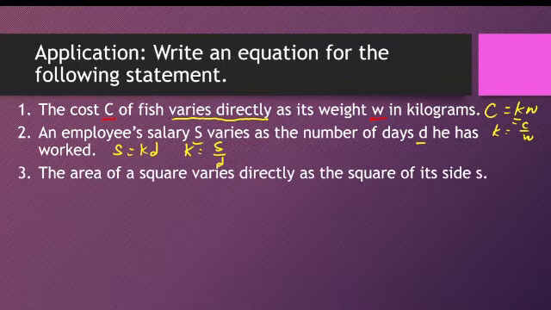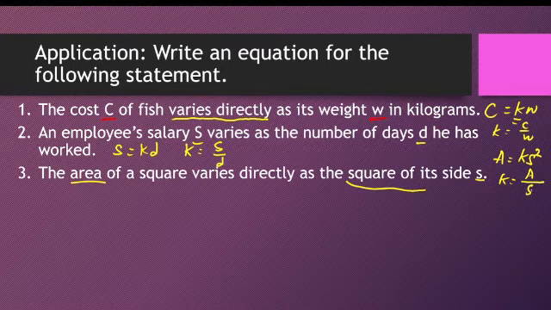Next, we have the area of a square varies directly as the square of its side. We can decide on the variable if none is given. Since it's an area, let's use A equals K, the constant, times the side. They gave S, but it says square of its side, so we just add the square. So our constant, isolated, is A over S squared.